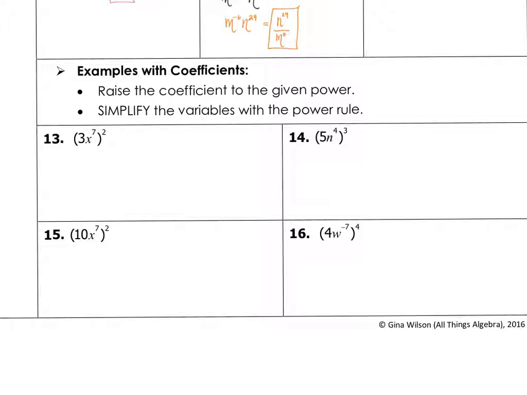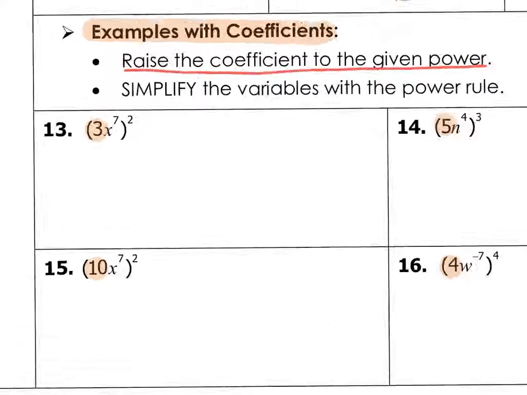When you have a coefficient, first of all, let's review what a coefficient is. A coefficient is a number in front of a variable. So if you have a coefficient, remember that first we must raise the coefficient to the given power, and then we'll use power to power rule. So let me show you what that means.